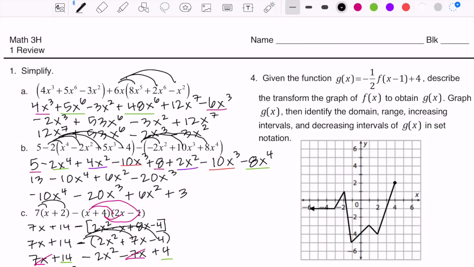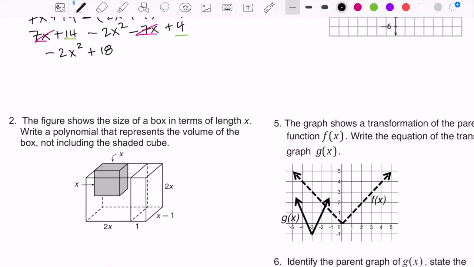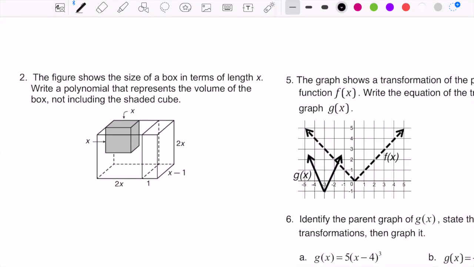Okay, moving on to question 2. Oh, this one has a figure, and it says, write a polynomial that represents the volume of the box, but not including the shaded cube. So the first thing that you need to remember is that volume is length times width times height. We can do the outer one, and then we can do the inner one.